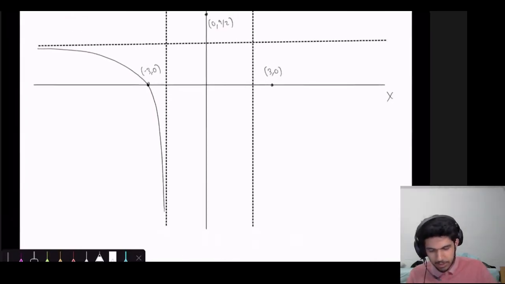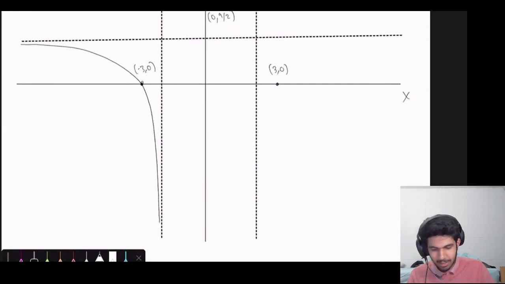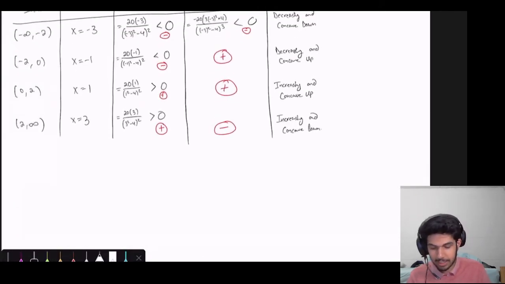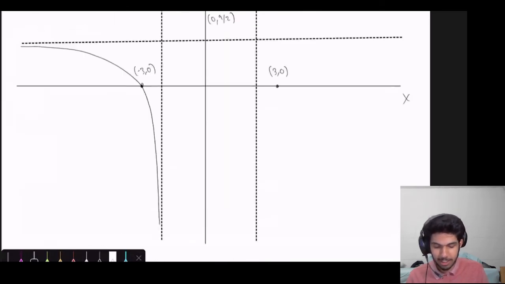Right, something along the lines of that. So we're in the interval negative infinity to negative 2. It doesn't touch the tangent lines, it approaches them, and we're decreasing and concave down. Beautiful. Let's look at the next interval, -2 to 0. We're decreasing and concave up.